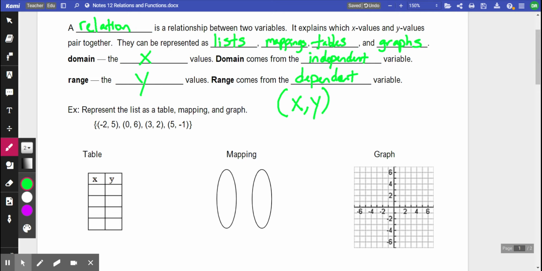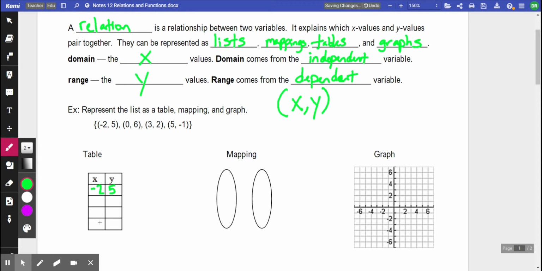All right, so this first example, we have the relation. So it's a set of ordered pairs. Okay, we have our first relation that's given to us as a list. So we have 1, 2, 3, 4 ordered pairs. Now what I'm going to do is I'm going to represent this list as a table. All right, so again, remember an ordered pair is x, comma, y. So my first x value is -2, and the y value that it pairs with is 5.